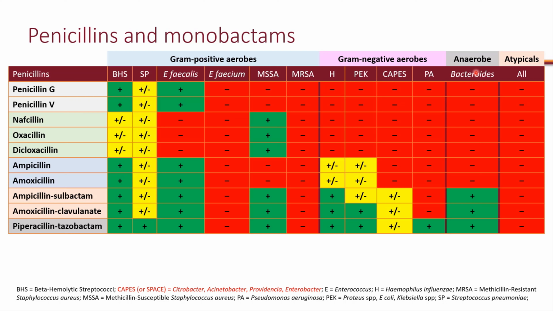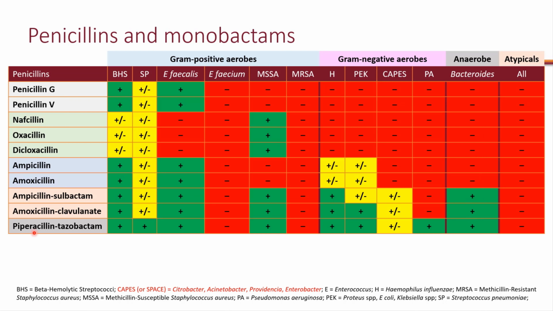Okay, so bacteroides also make penicillinases that pretty much kill majority of penicillins, but the ones that have beta-lactamase inhibitor, including piperacillin-tazobactam, they gain activity against bacteroides. Now, bacteroides become very important when we talk about intra-abdominal infections.